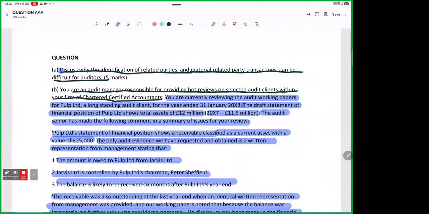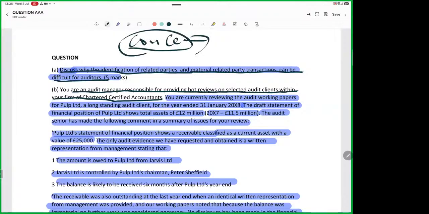They want us to discuss why identification of related parties and material related party transactions can be very difficult for auditors, like if it's an outsider coming to audit your organization. Why will it be very hard, ladies and gentlemen, for us to identify or even work with these related parties? It's because I've told you there will be a lot of concealment. A lot of concealment. People would want to conceal because we know for sure that a lot of theft happens within what here? Related parties.